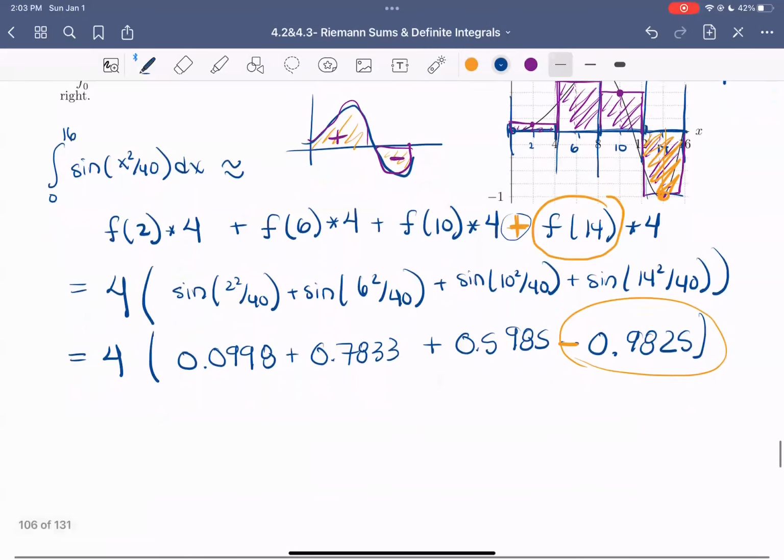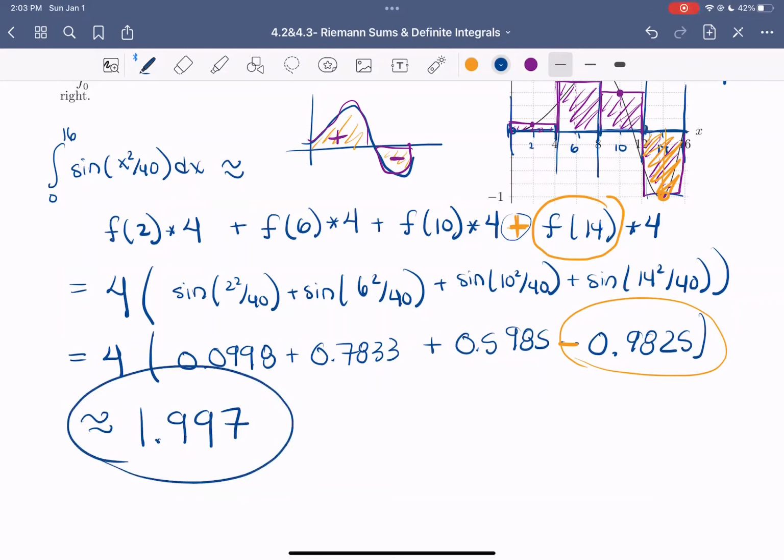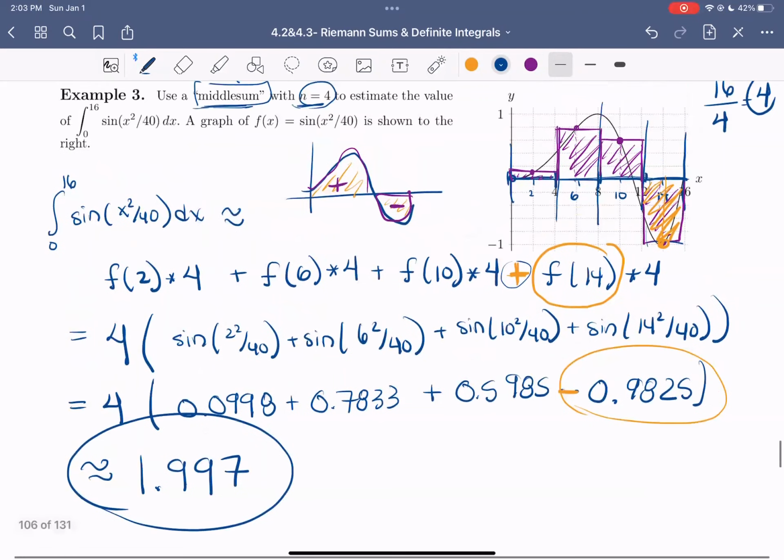Now when we add all those together, we get approximately 1.997. So our estimate for the definite integral from 0 to 16 of sine of x squared over 40 dx is 1.997.